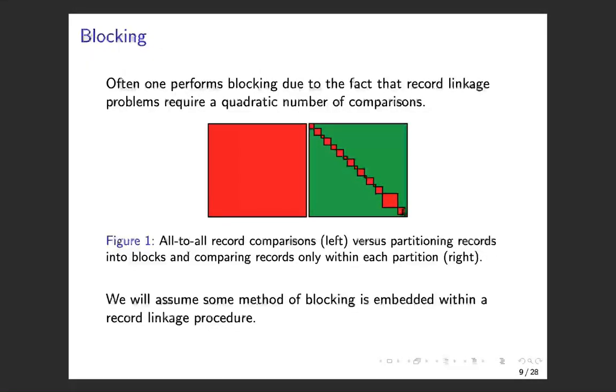So I can put these on a particular server or core, and then I can have a lot of savings this way. Now, I'm not going to go into the details of different particular ways of blocking. I'll get into one type of blocking in the next tutorial or lecture that we used for our distributed Bayesian approach. But I'm going to assume that some method of blocking is embedded within a record linkage procedure, and it typically highly depends on the application.